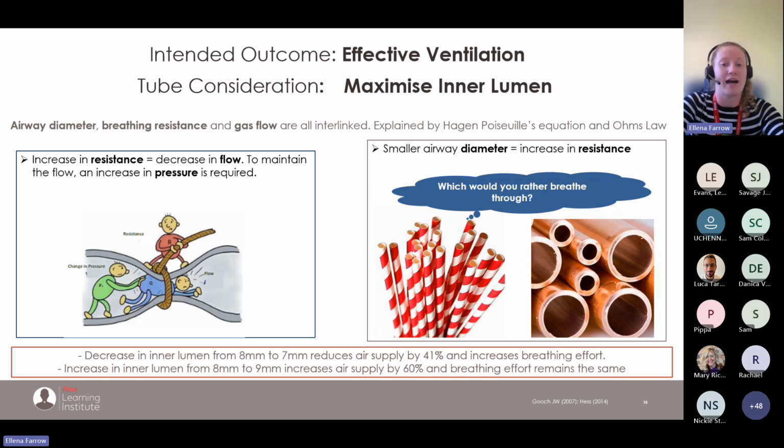So with that in mind, if our outcome was to optimize ventilation, then what we want to do is consider maximizing the inner lumen of our tracheostomy. So in many cases, that would be achieved by increasing the size of the tracheostomy that's placed, but not necessarily always, and that will become clearer in the next few slides.